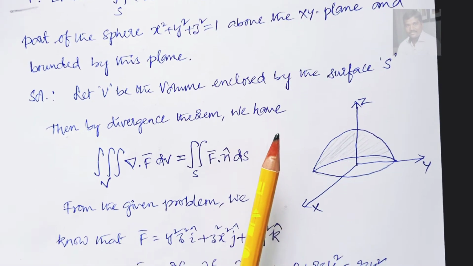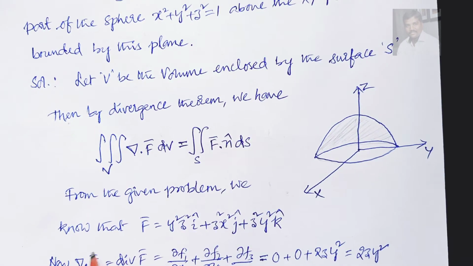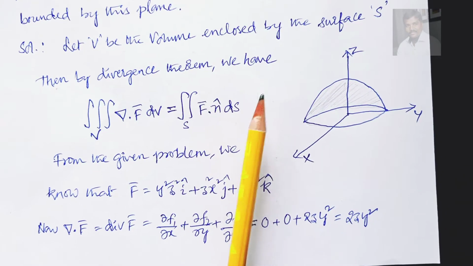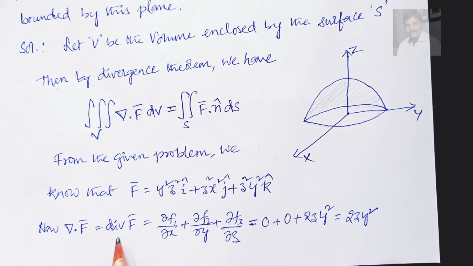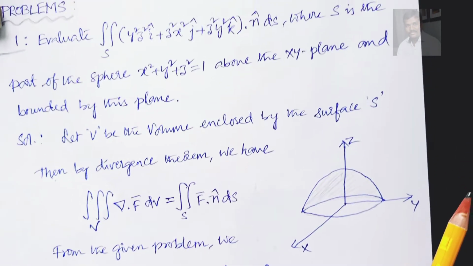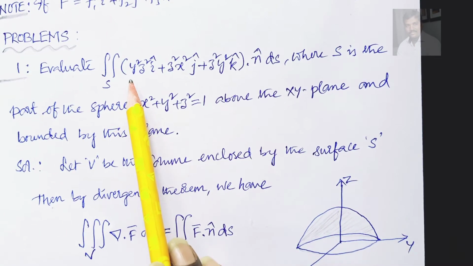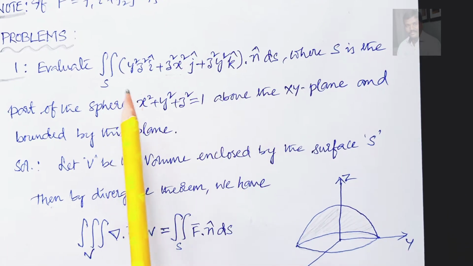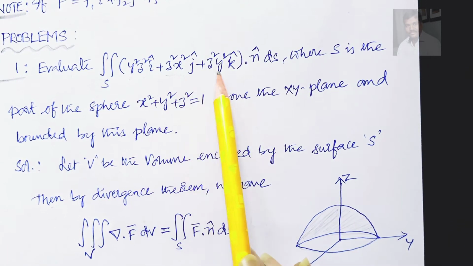Now from the given problem we know that F bar is equal to y square z square i cap plus z square x square j cap plus z square y square k cap. Now find del dot F bar, that is div F bar, equal to dou F1 by dou x plus dou F2 by dou y plus dou F3 by dou z, which is equal to 2zy square. Here F1, F2, F3 are these three components.